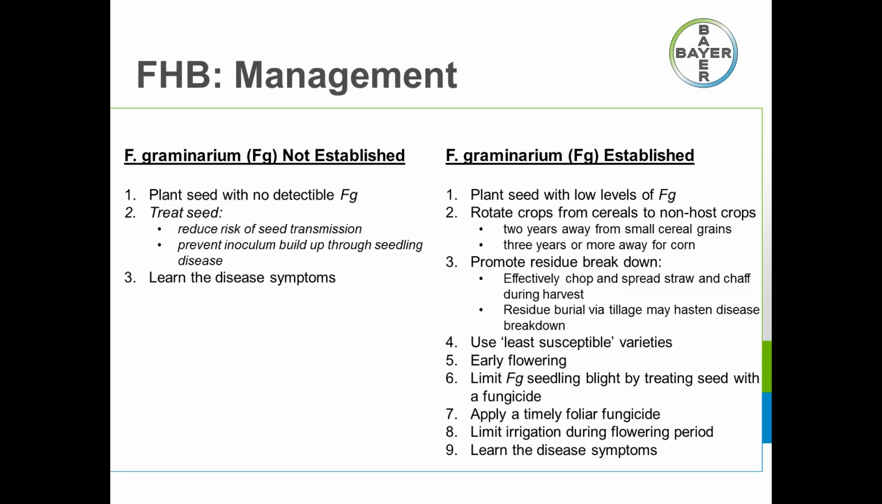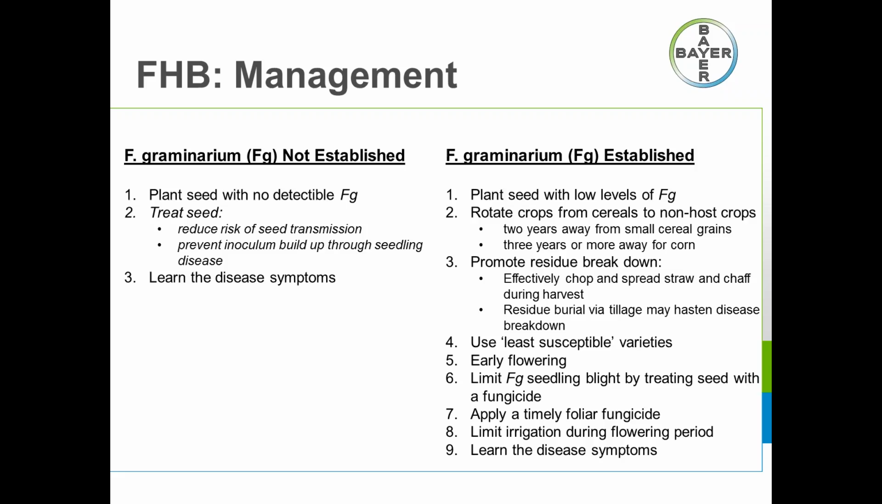Speaking of manage, what can you do as a winter wheat producer for FHP management? If it's not established in your area, make sure that you're using seed that has no detectable Fusarium graminearum, which is the most aggressive of the species. Make sure you're treating your seed to reduce the risk of transmission, reduce the risk of buildup of inoculum through seedling disease, because as mentioned, it's those seedlings that create inoculum earlier in the year that one year, if the conditions are right, can impact your crop at heading.